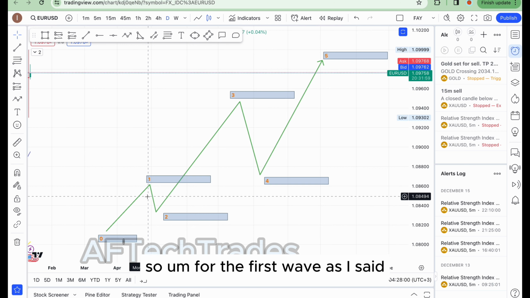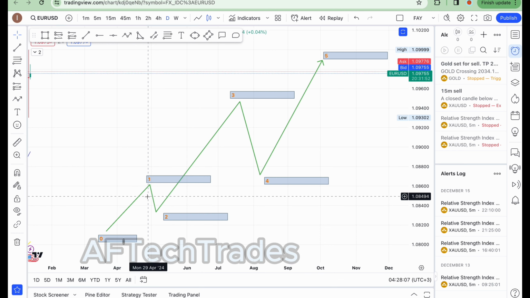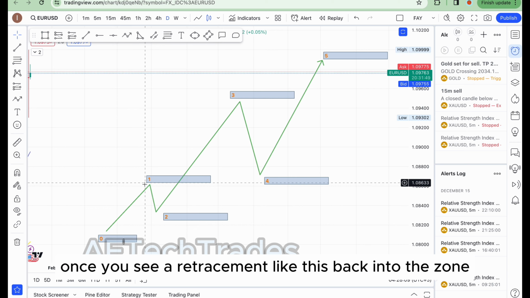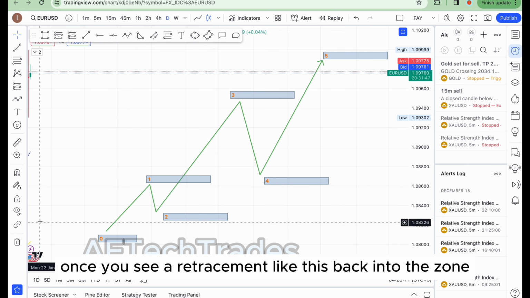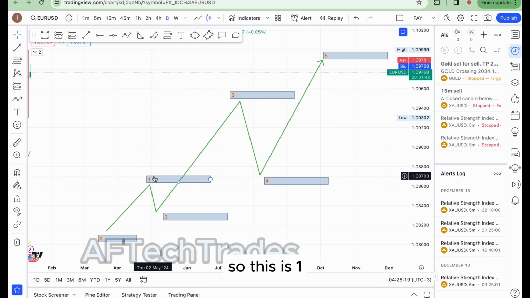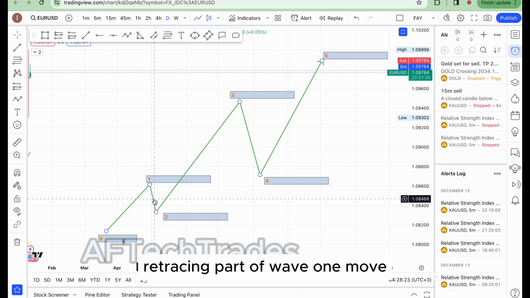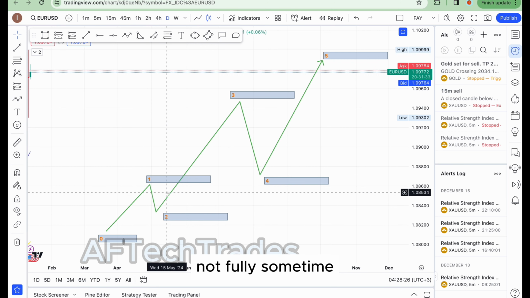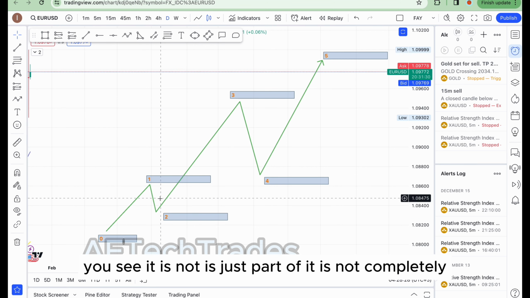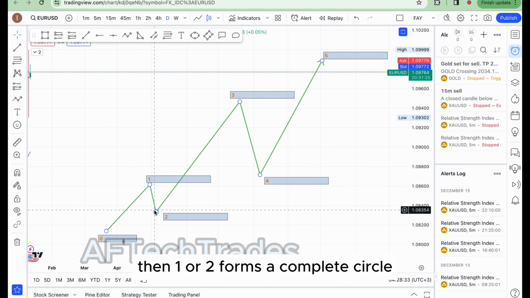So for the first wave, as I said, the first wave begins in this. Once you see a retracement like this back into the zone where you had your consolidation, then you begin to count. So this is 1. Then wave 2 is a corrective wave retracing part of the wave 1 move, not fully. Sometimes you see it's just part of it. Then 1 and 2 form a complete cycle.